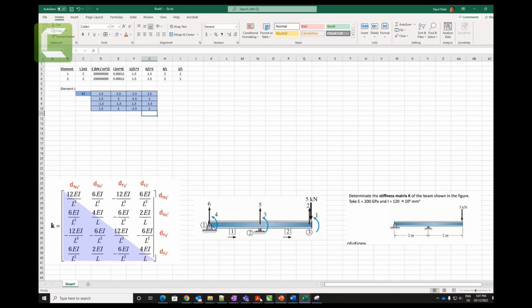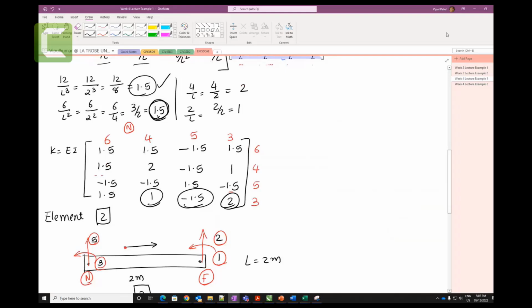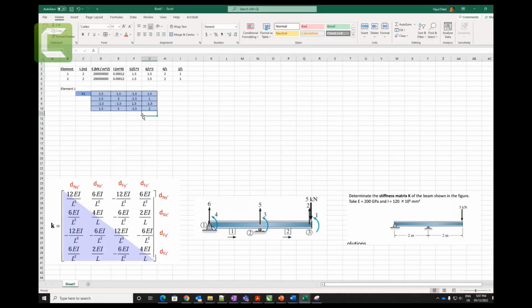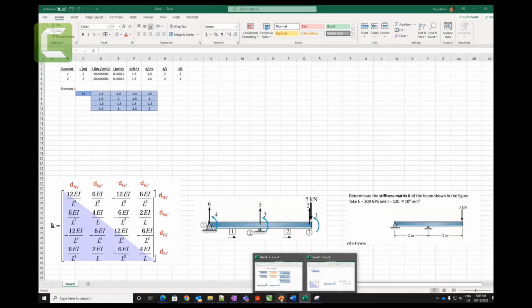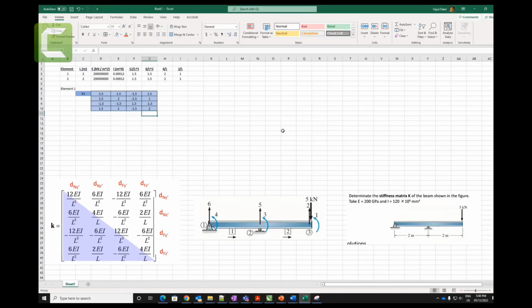So you can compare this value with our calculations that we have done. Remember 1.5, minus 1.5. They are all sitting down here, and we can put those numbers there. You remember these numbers? 6, 4, 5, 3. Let's put this one in the middle in red, and 6, 4, 5, 3 on this side.